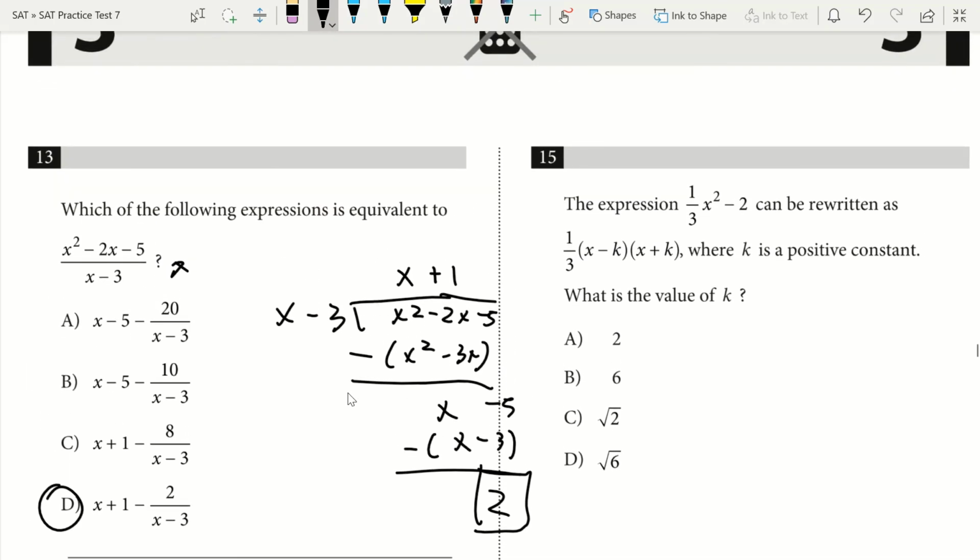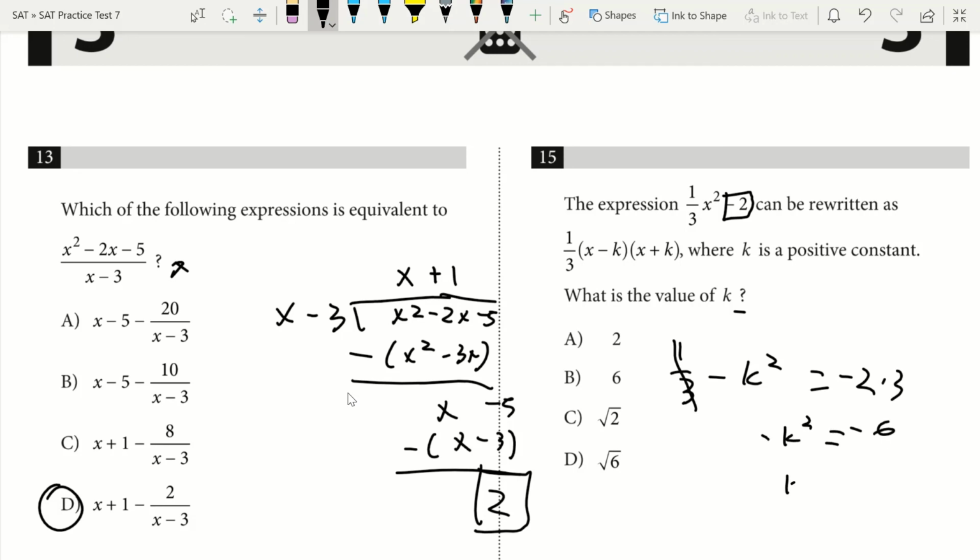All right, question 15. The expression 1/3 x squared minus 2 can be rewritten as 1/3 times (x minus k) times (x plus k), where k is a positive constant. What's the value of k? Well, I know negative k squared times 1/3 has to equal -2. I multiply each side by 3 to get rid of this, and I get -6 equals negative k squared. Therefore, k squared has to equal 6, and k has to equal the root of 6. So my answer is D.